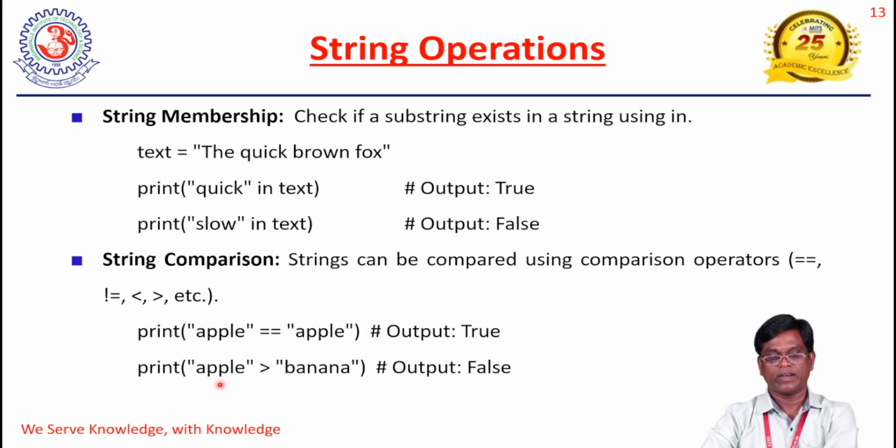And see another one, apple greater than banana here. Whenever we are using an operator like this, internally the comparison happens based on the ASCII values of those strings. Here, in the first string, it will consider character A first. In the second string, it will consider character B. So it will compare the ASCII values of A and B. The ASCII value of A is less than character B, so it is going to return False here.